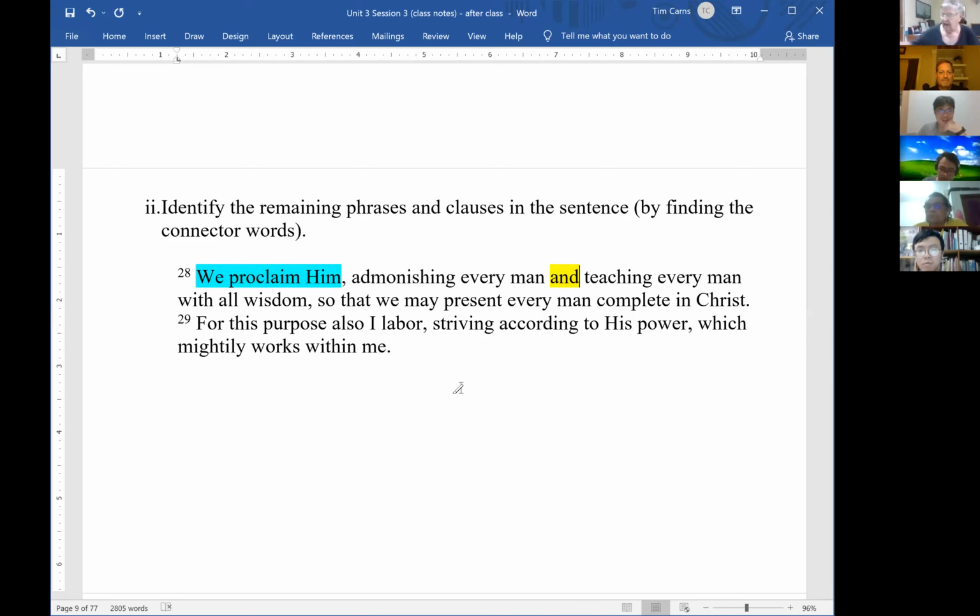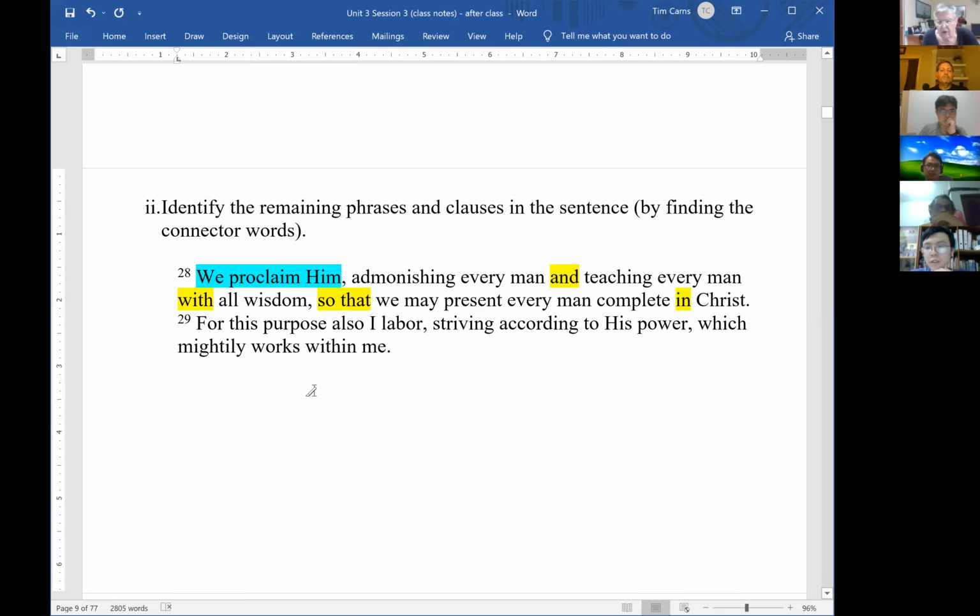All right, I got that. "With all wisdom, so that we present every man complete." Well, in Christ, there is a preposition, in. Okay, good. So that is something I'm not too sure what it is. Is that a preposition or what? It's a conjunction. And with is also something. I think that's a preposition. Yep, with. Very good.